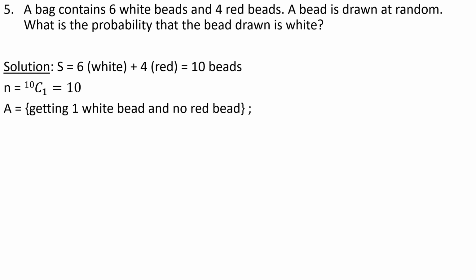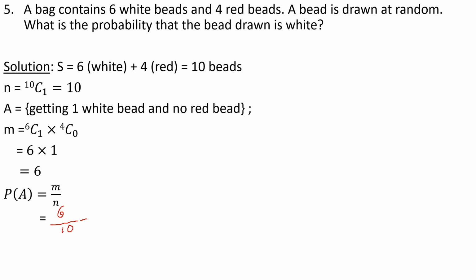Now let us define the event A as getting one white bead. So getting one white bead is 6C1, and there are no red beads, 4C0. That is 6 into 1 equal to 6. Therefore the probability will be equal to 6 divided by 10, that is 0.6.